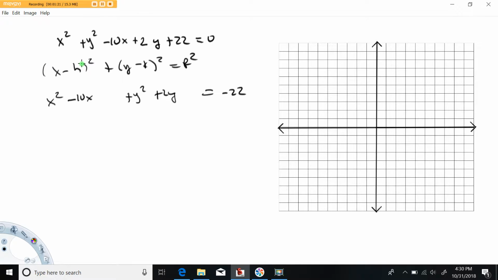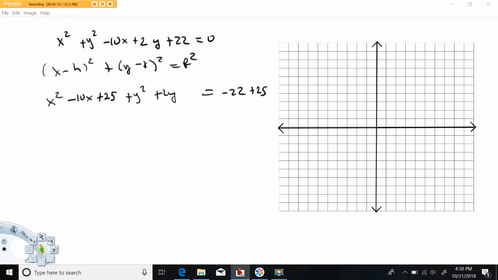Now we want to try to make this look like this. The method for doing that is called completing the square, everybody's favorite method in algebra. To turn this into a perfect square, we look right here. We take that number, which is 10, cut it in half, which is 5, and square it. We then add that number here. That would be 25. Now that we have added a 25 to the left, this is no longer equal. So to maintain equality, we add a 25 over here.